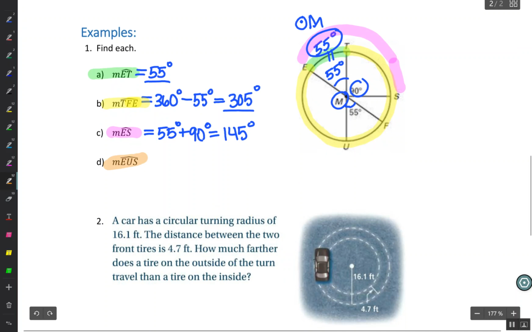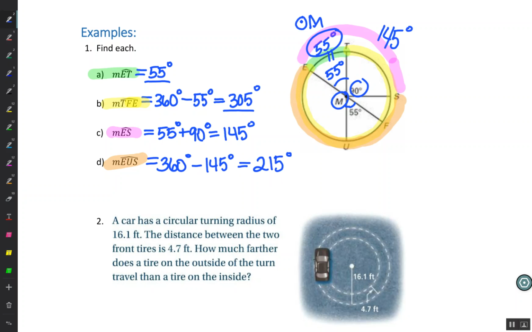All right, our last arc here is EUS. So that's 3 letters, which is telling me to go from E to U to S. Well, I know that this pink arc is 145 degrees. So one way I could do this is take 360 and subtract 145 degrees, which I believe gives you 215 degrees.